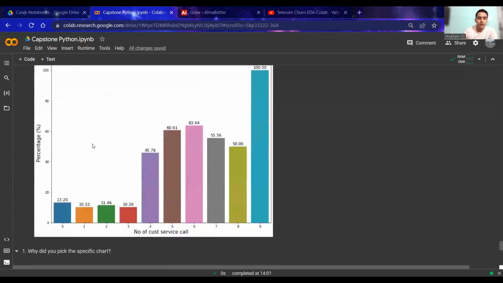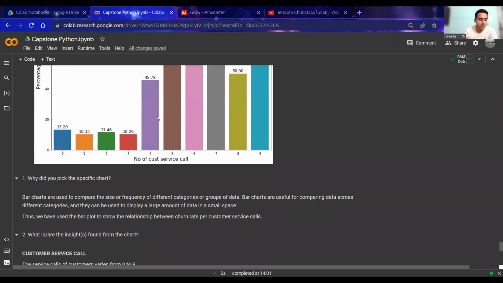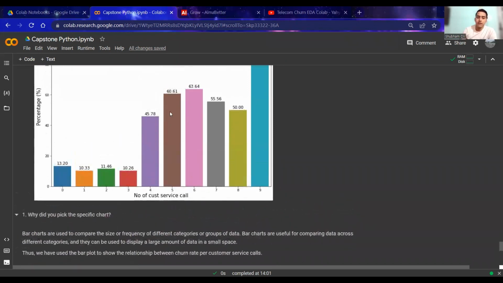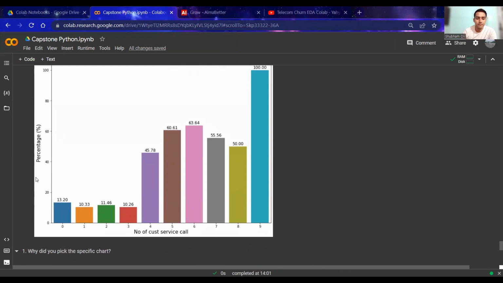So now we will take a look at the customer service calls. We have plotted a bar graph for this. On the horizontal axis we have the number of customer service calls, which is 0, 1, 2, 3, 4, up to 9, and on the y-axis we have the percentage of churn. We can see from the graph that more than 50% of customers churn after they have called the service center more than 5 times.